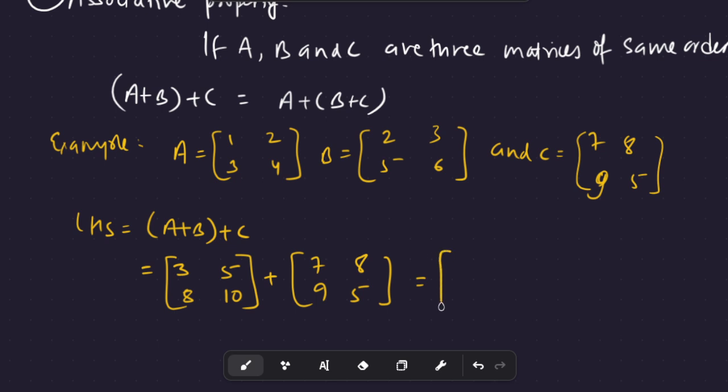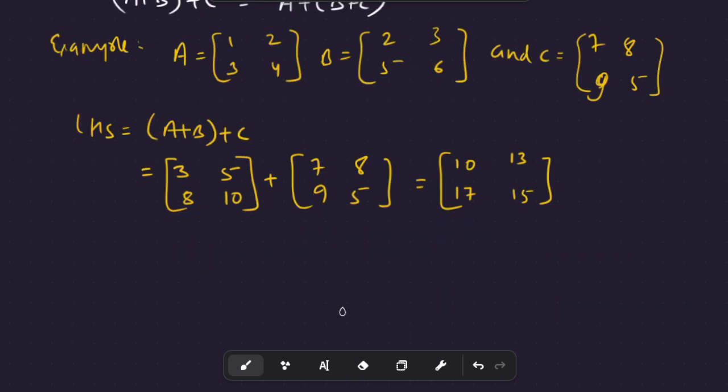Now how much will be our answer? 10, 10, 13, yes. 8 plus 9, 17, and then last, 15. Okay, so this is the left hand side, LHS. Now let's find RHS as well.